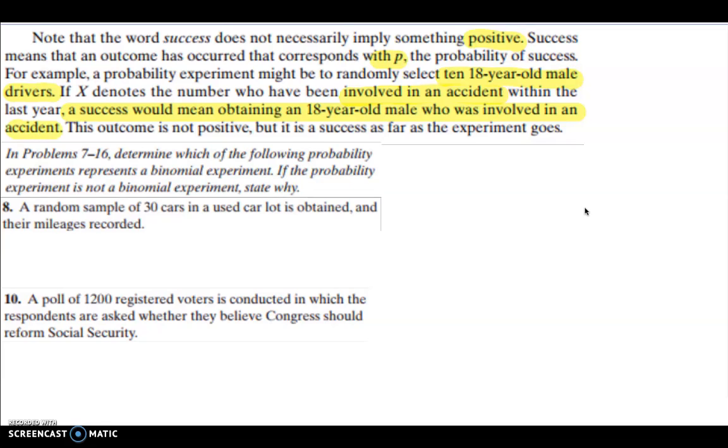So I know that sounds horrible, but again, we're just defining what is the success, so that when we set up our formula, we know what we're looking for. So we define what the success is. The outcome obviously in this one is not positive. We don't want to see accidents with 18-year-old male drivers, but in terms of our experiment, it's a success, meaning that it happened. What we were looking for happened.